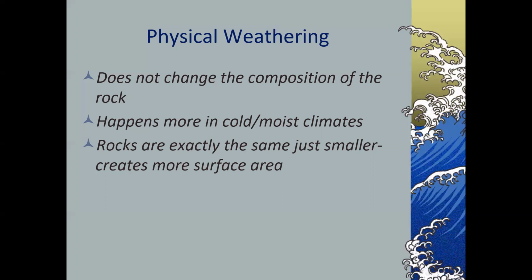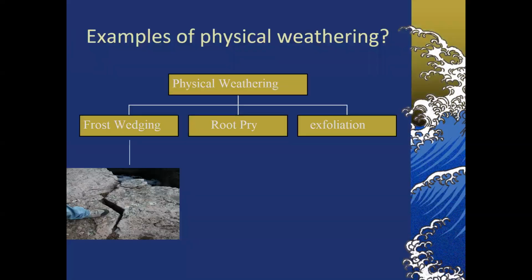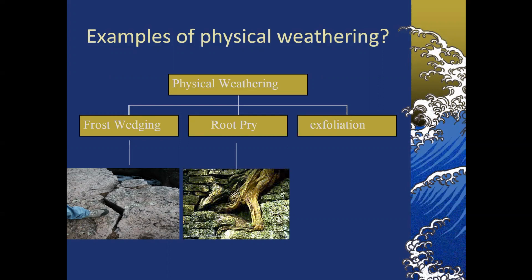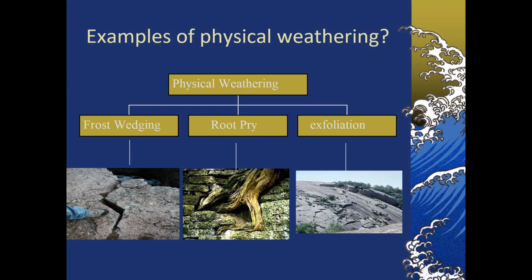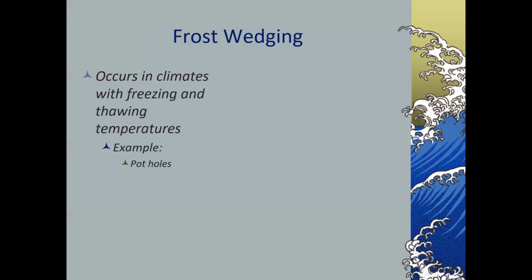All right, so now we're going to move on to the different types of physical weathering. And the first type of physical weathering is what we call frost wedging. And then we're also going to be looking at root pry and what's called exfoliation. Like I said, we're going to start with frost wedging. You can put this right in the box next to the picture and in the box labeled frost wedging. This is the only writing that's going to need to go in that whole box.